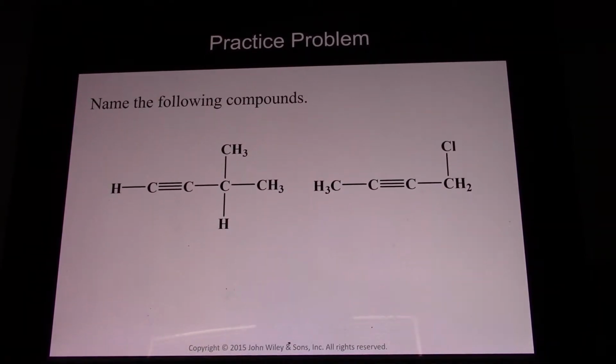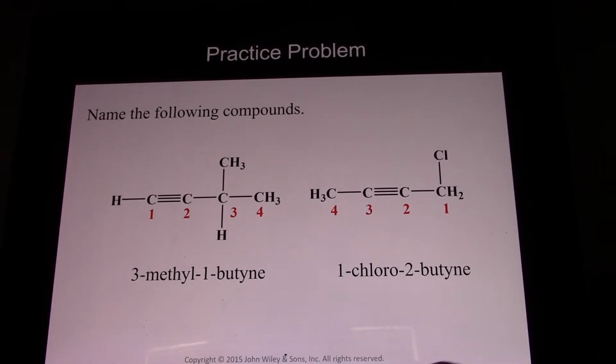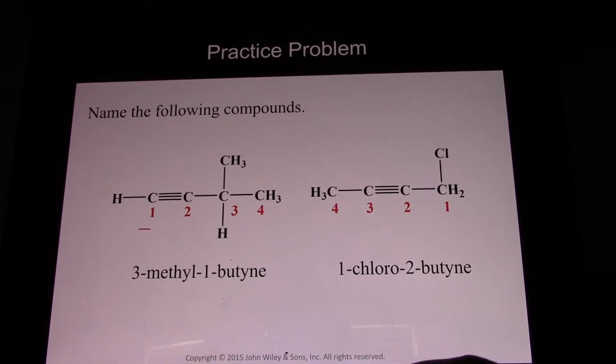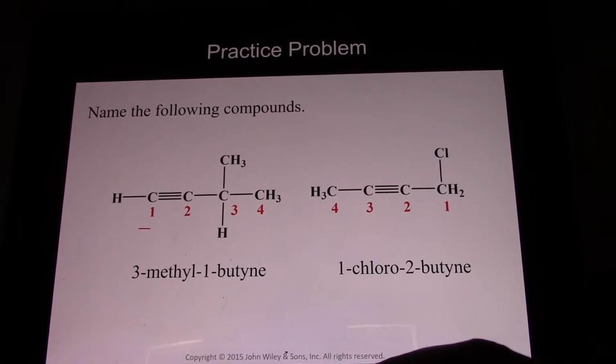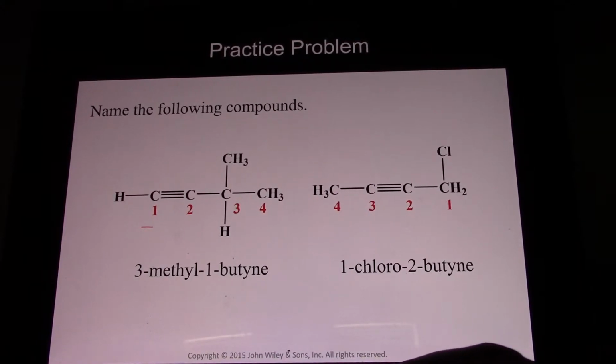So name the following compounds. Again, the number system comes from the triple bond. You want the triple bond on the lowest number possible. And that's why this carbon is carbon 1. And then there's a methyl group off of carbon 3. 3-methyl-1-butyne. And -yne means a triple bond.